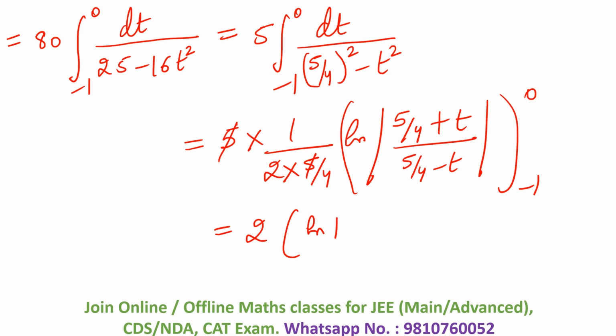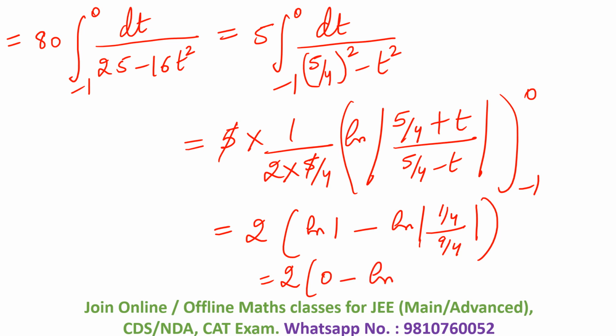So this is nothing but log 1 minus log of mod of 5 by 4 minus 1, which becomes 1 upon 4, divided upon 5 by 4 plus 1, which is 9 by 4. Now students, we know that log 1 is nothing but 0, and here it becomes log 1 by 9. So just do the calculations. Log 1 upon 9 is nothing but minus log 9. So this becomes finally 2 log 9.